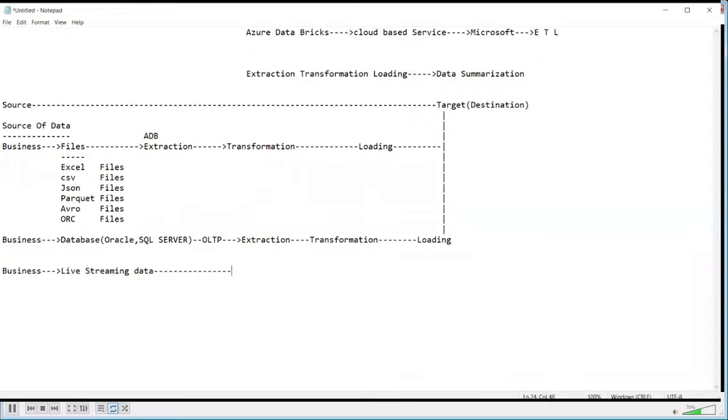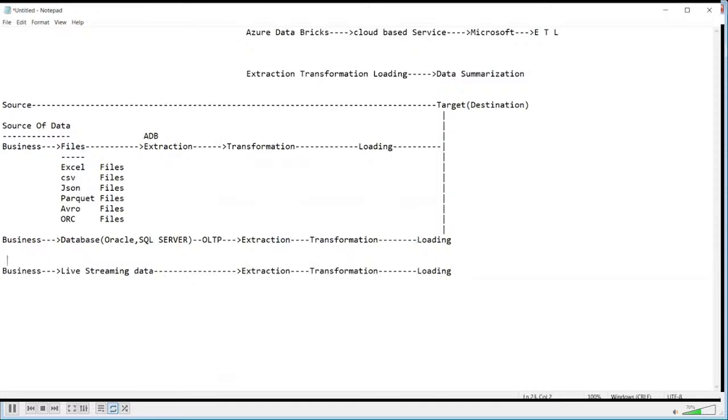The live streaming data also we pull in as it is. And this process is called extraction. We perform the extraction on this data. Once the extraction is done, the process of transformation will begin. Transformation is the actual process of data summarization. And once the data summarization is done, finally we load the data into the target.